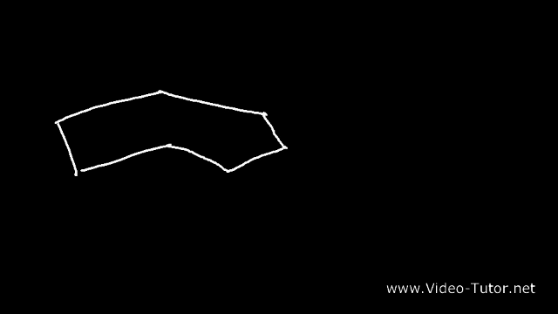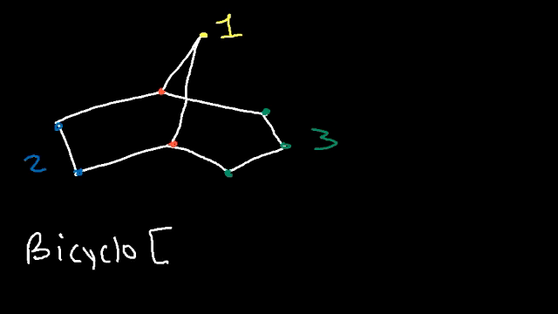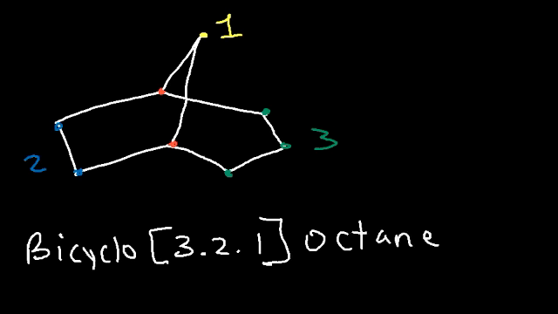Let's try another example. Go ahead and name this one. So on the left side, there are 2 carbons. On the right side, we have 3, and on top we have 1. So to name it, it's going to be bicyclo 3, 2, 1 in descending order. 3 plus 2 plus 1 is 6, and if you add the 2 bridgehead carbons, that's 8. And 8 is associated with octane, since we have a total of 8 carbons. So it's bicyclo[3.2.1]octane.